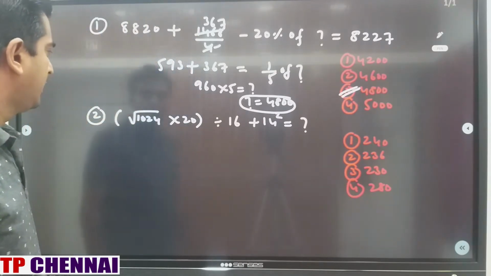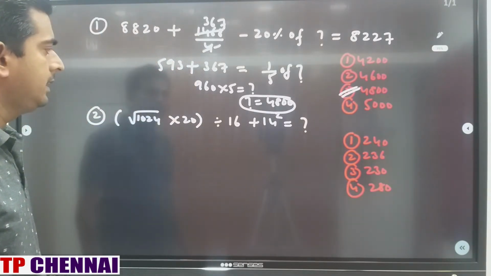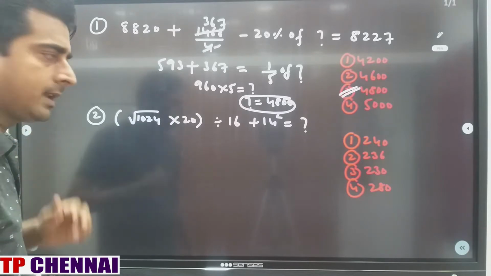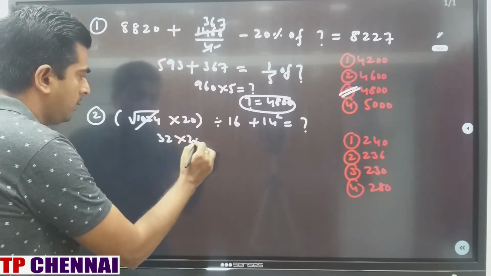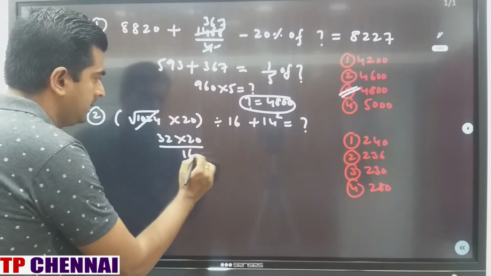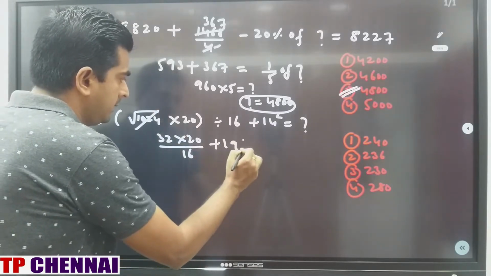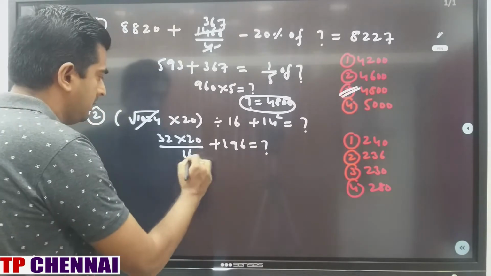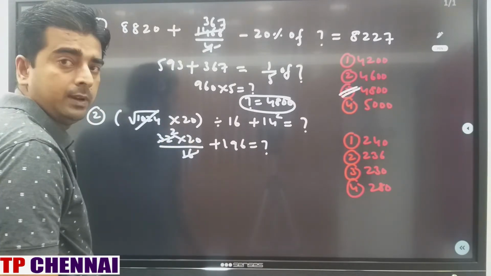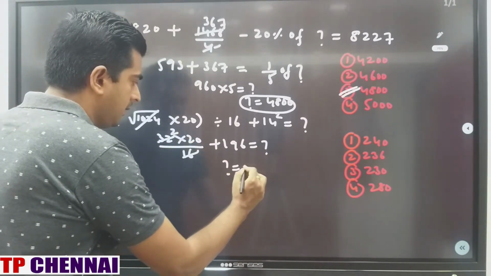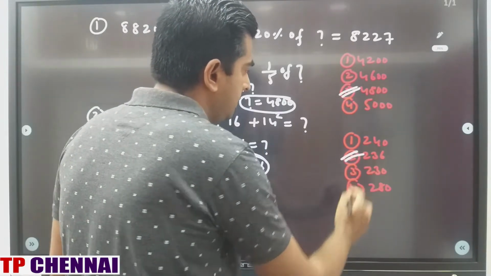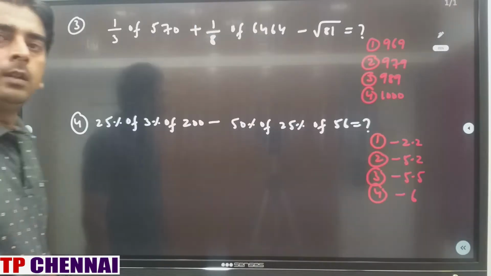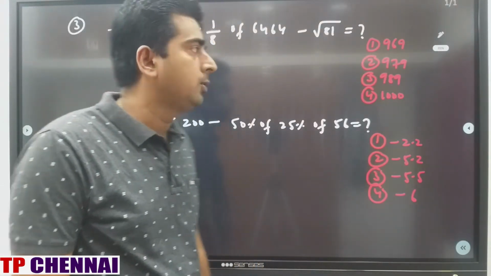Next one, square root of 1024 into 20 divided by 16 plus 14 square, right? This is nothing but 32 into 20 divided by 16 plus 196 is equal to question mark. 40 plus 196, what is the answer? 236. My answer is 236, which is second option. So I hope you are clear with second question. Now we will see third one.